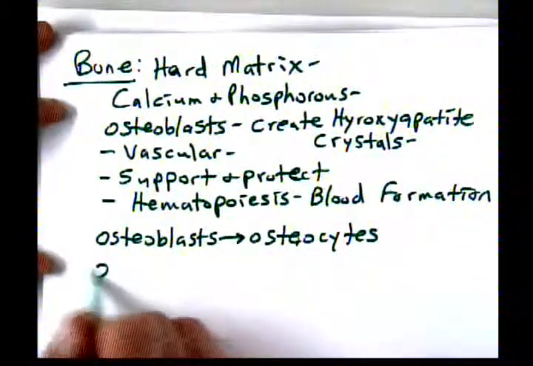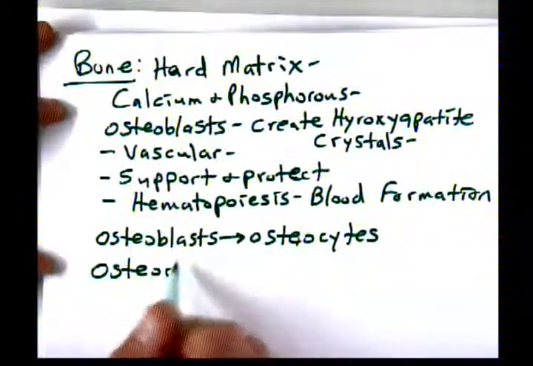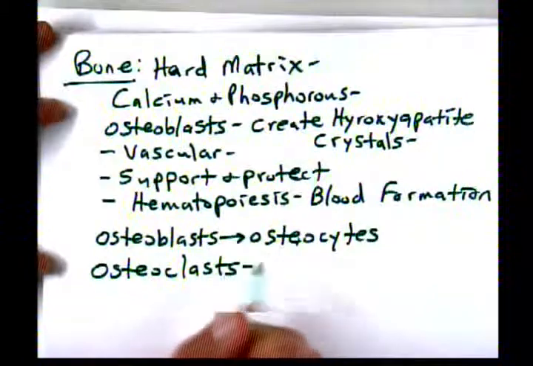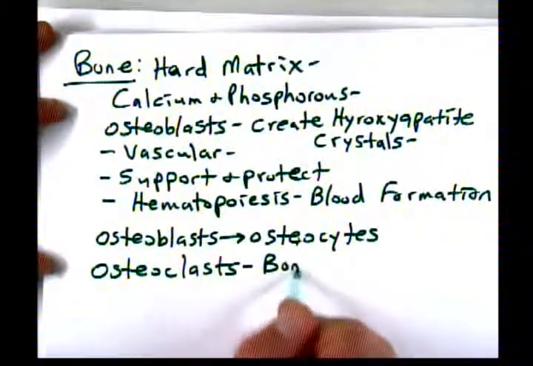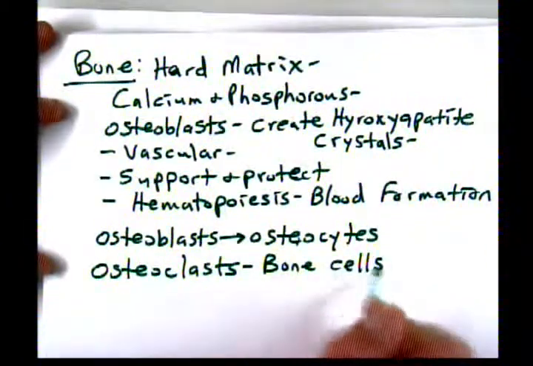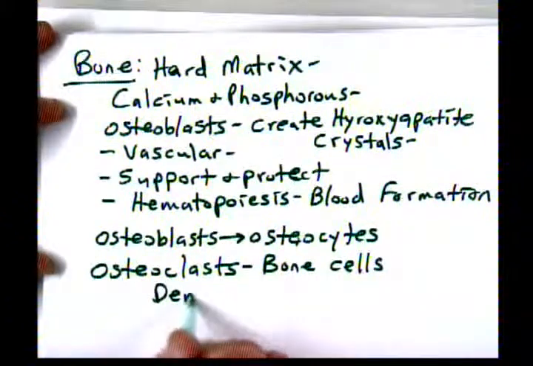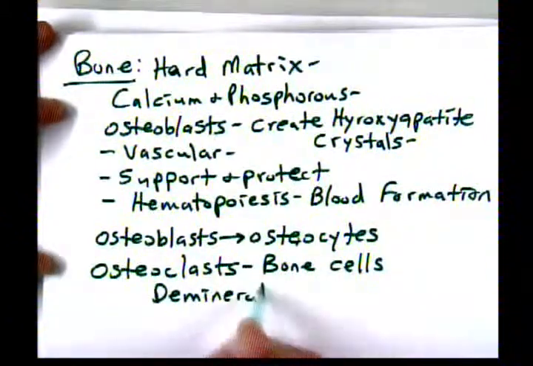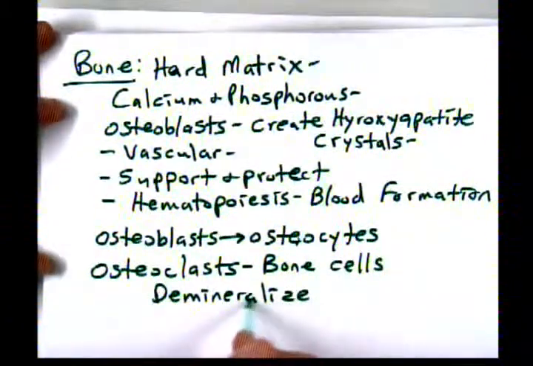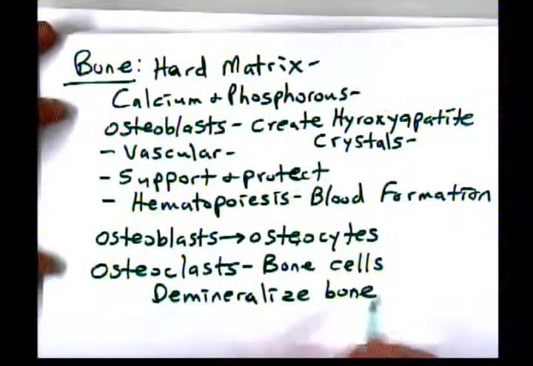You also have cells called osteoclasts. Osteoclasts are bone cells which demineralize. I'm going to use that term. They demineralize the bone. In other words, they take out the calcium. So you've got these two types of cells: blasts which build, clasts which break down.